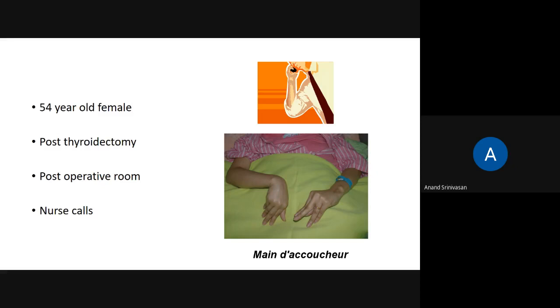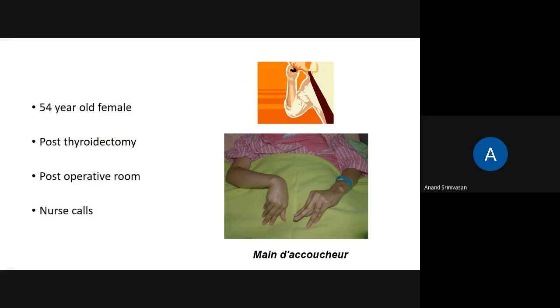During the delivery, during parturition, they hold the baby when the baby is coming out from the mother, by keeping the hand like this. They keep the hand with flexion of the metacarpophalangeal joint and extension of the interphalangeal joint to receive the baby. That's why this is called main d'accoucheur, similar to the obstetrician's hand.